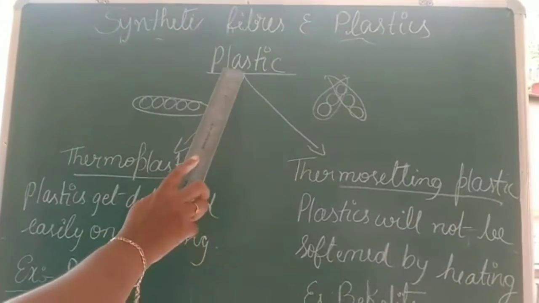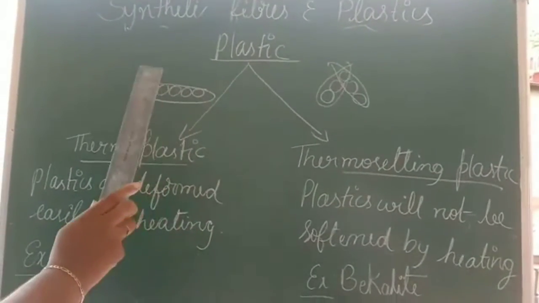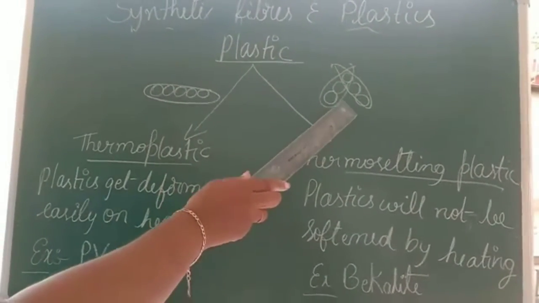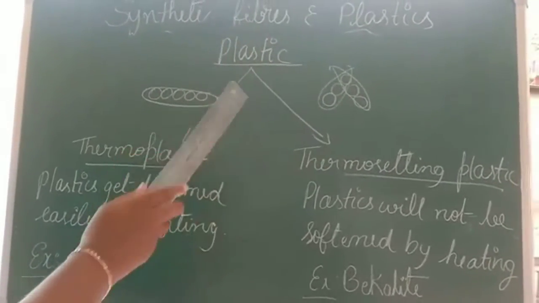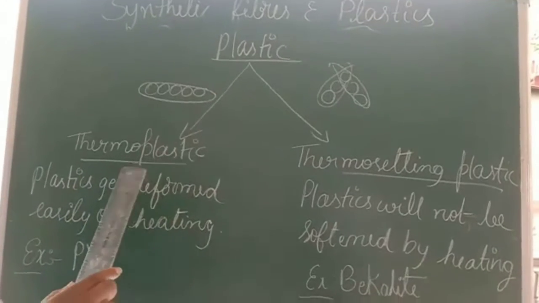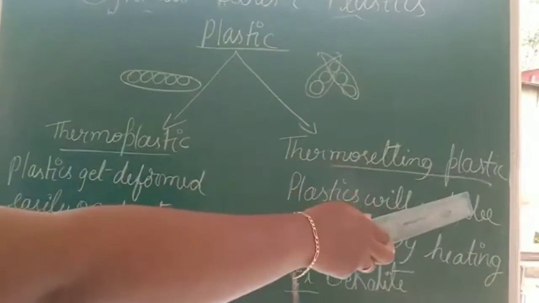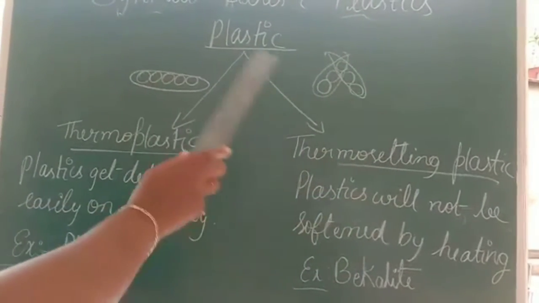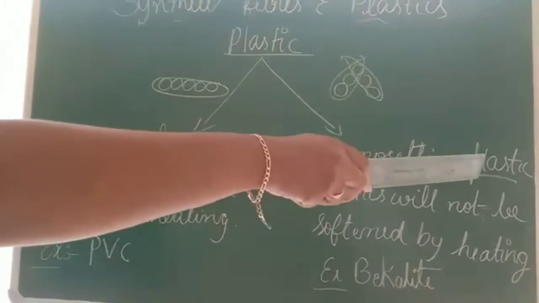So here in plastics, polymer is arranged in two different ways. One is a linear way and the other one is a cross-linked way. Because of these two natures, plastic is also categorized under two types. One is thermoplastic and one more is thermosetting plastic. So what are the two types of plastics? One is thermoplastic and the other one is thermosetting plastic.